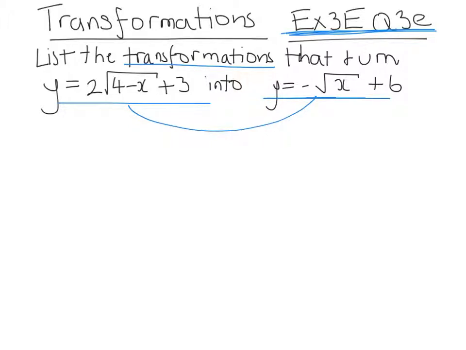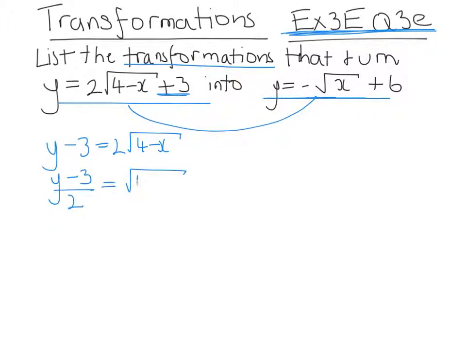Well, I'll grab each of these one bit at a time and turn them into something that I can use. I'll take this plus 3 across to the other side and then divide by 2. So y minus 3 is equal to 2 times 4 minus x, and then I'll divide by 2 on both sides.